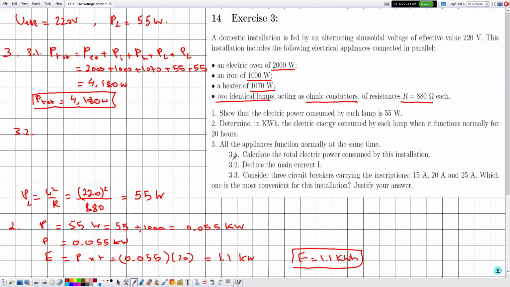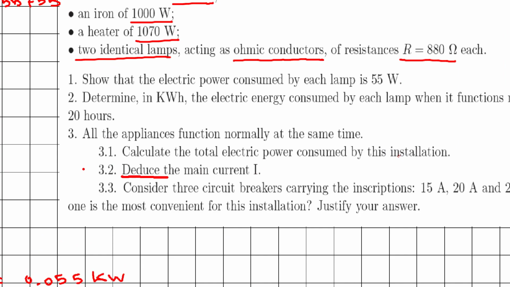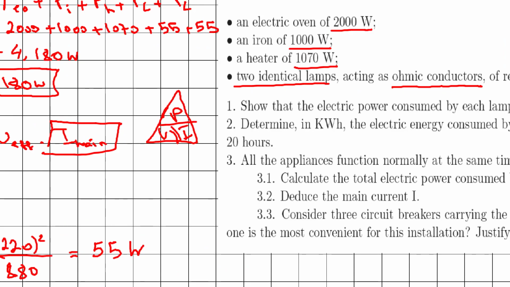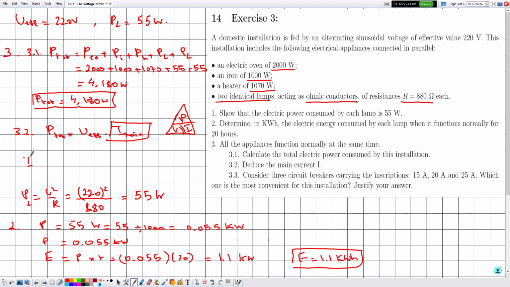Now in 3.2, deduce the main current I, and by deduce it means that we need to use the previous part. In the previous part we have determined the total electric power, and you already know that the effective voltage is given by that. So P total is equal to the effective voltage multiplied by the main current, which is denoted by I. Then setting up the triangle and covering I with our hand, it's given by P divided by U. I is equal to P total over U effective.